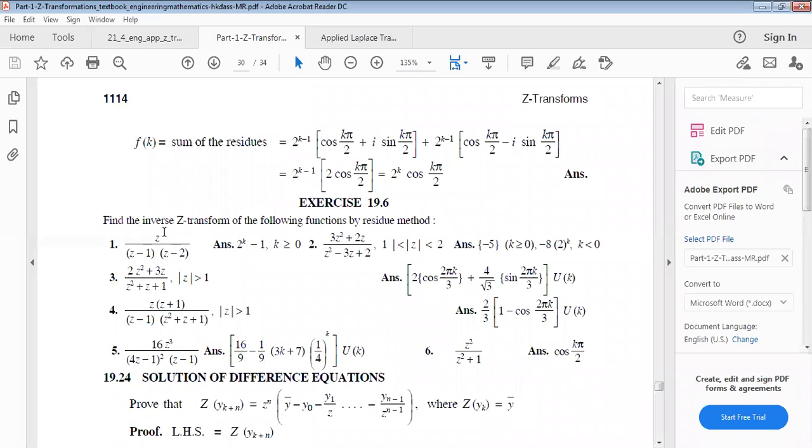Now find the inverse transformation of the following functions by the residue method: 1, 2, 3, 4 and 5. These 5 will be very, very important for you. You have to solve them. Same process: by the residue method, you have to solve these 5. Understand?